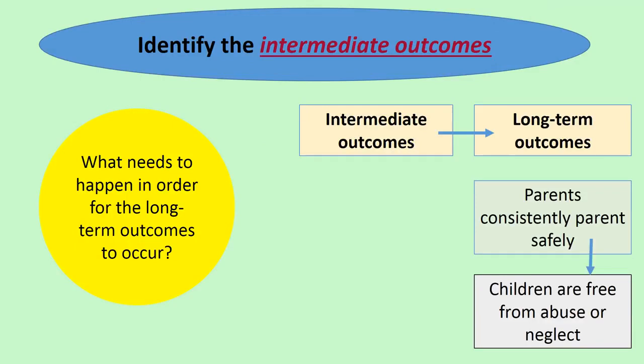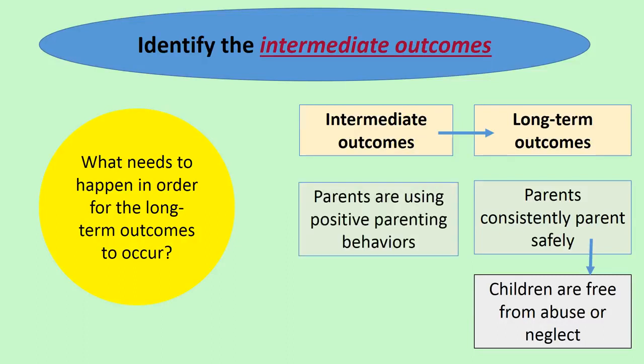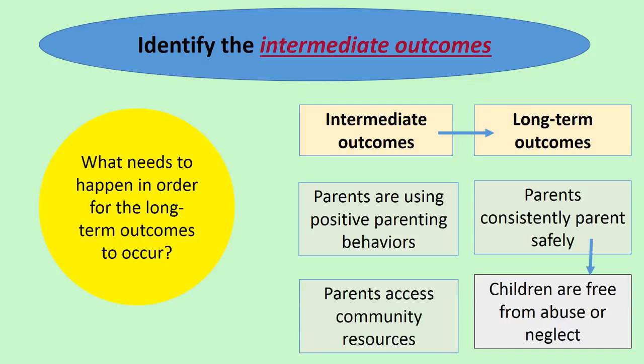Next, we can identify the intermediate outcomes. These are the outcomes that need to happen in order for the long-term outcomes to occur. Intermediate outcomes reflect changes in behavior, skills, or abilities. For example, in this logic model, if long-term outcomes are achieved, then parents need to first be using positive parenting behaviors and accessing community resources for ongoing support.